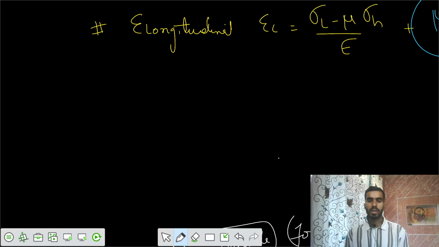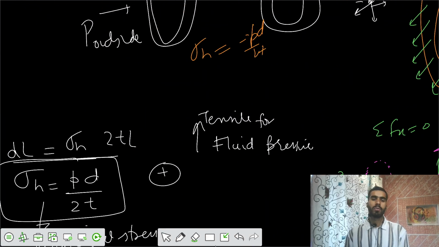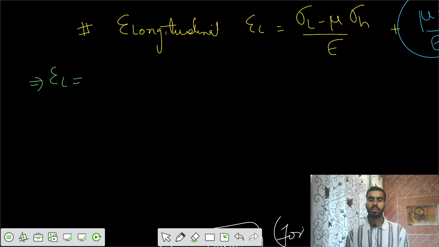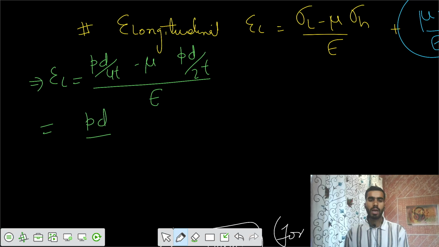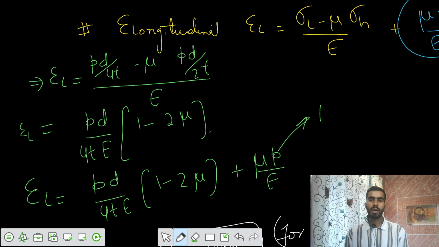For this part we are going to study, epsilon long equals, what's the value of longitudinal stress? That was PD by 4t, and this one, hoop stress, was PD by 2t. So we can write PD by 4t minus mu PD by 2t, divided by E. So we can get a value of PD by 4tE times 1 minus 2 mu. So this is your value of the longitudinal strain. And if you account for the effect of radial pressure also, you get PD by 4tE times 1 minus 2 mu plus mu P by E, the effect of radial pressure.